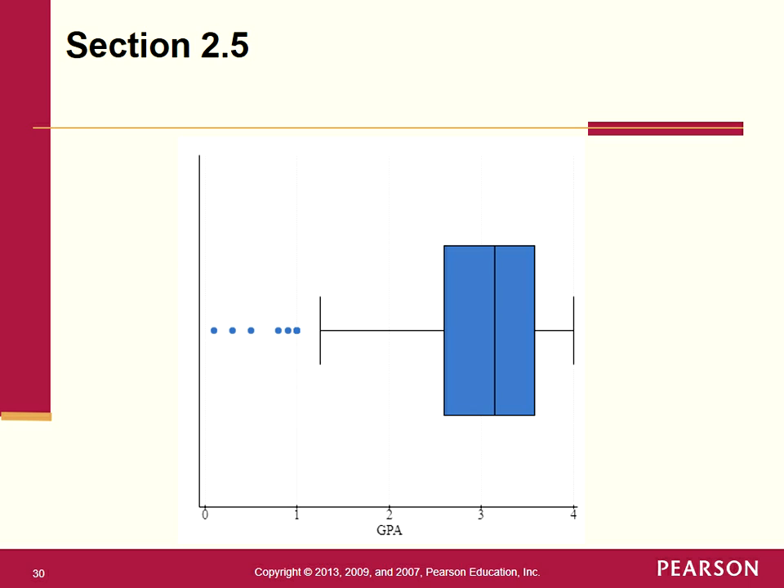Q1 looks like about 2.6, maybe 2.65, somewhere around there. Let's see, Q2 maybe about 3.15, somewhere around there. And then Q3 maybe about 3.5, 3.6, somewhere around there. And so there's our box plots. All right? So this should end our presentation for part 2 of section 2.5. Thank you for your time.